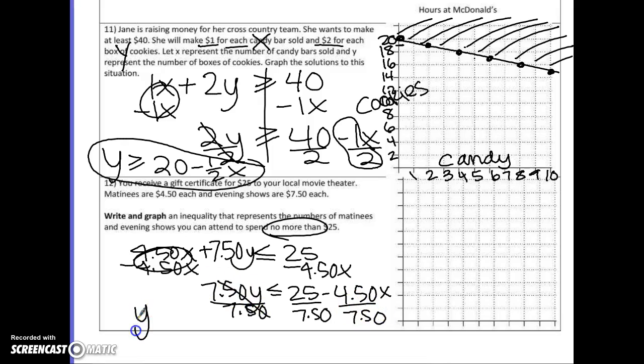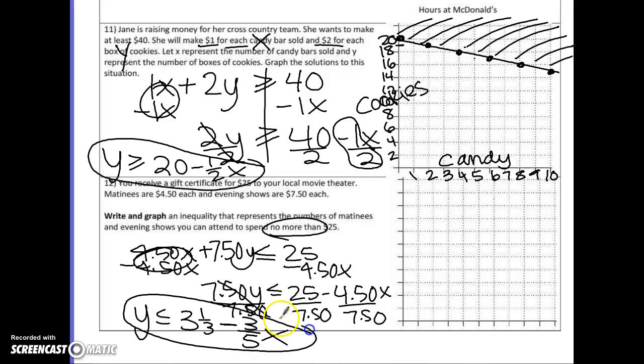Okay, so y is less than or equal to, if I divide out 25 by 7.50, I end up with 3 1/3, or 3.3 repeating. And then 4.50 over 7.50 actually reduces to a fraction of 3/5 x. So this is what I'm graphing.